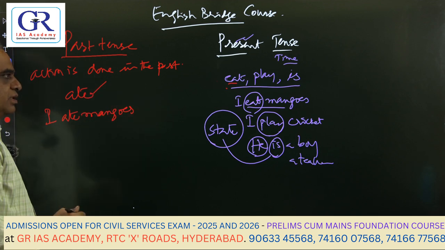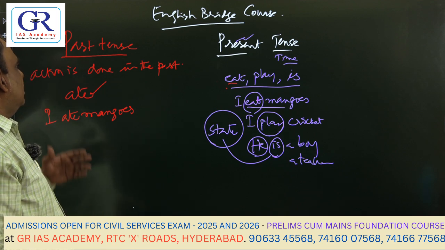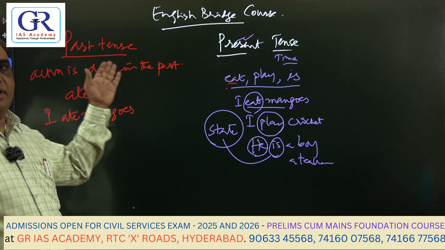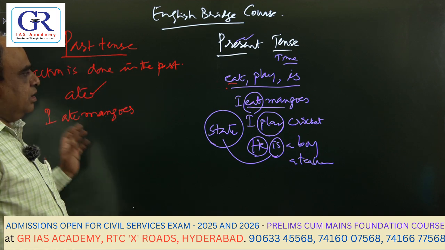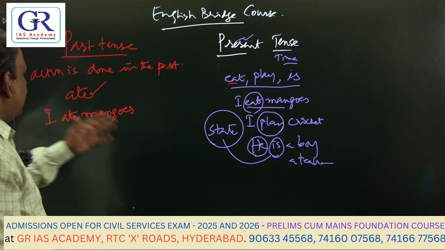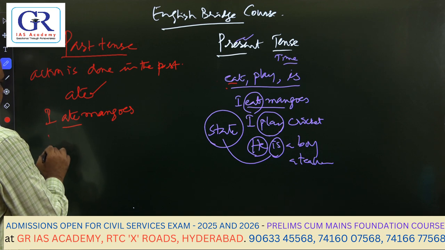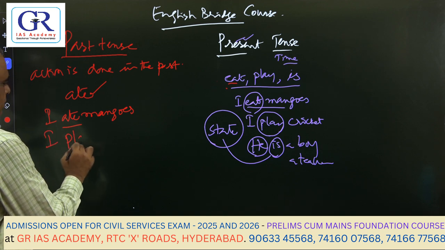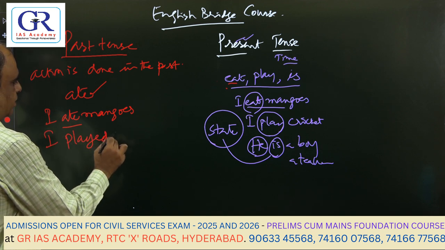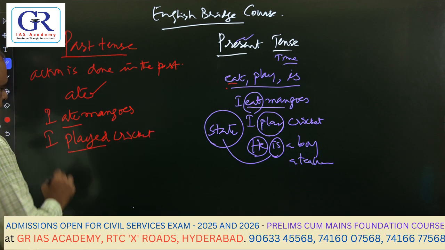I am simplifying the sentences, all examples, because my emphasis is on you people understanding the tenses rather than on giving big sentences. Okay. So I ate mangoes. Here the action is done in the past. I played cricket. So action is in the past.